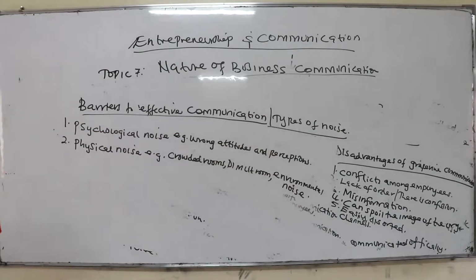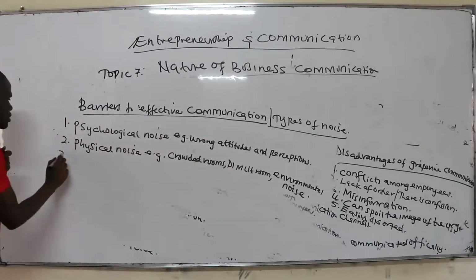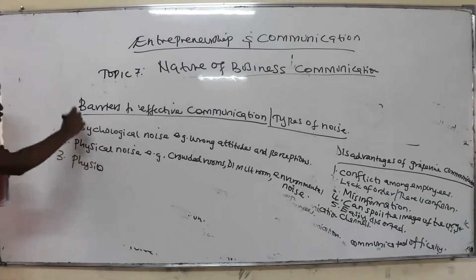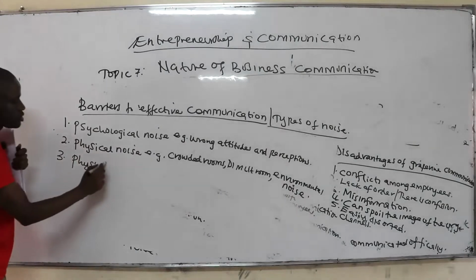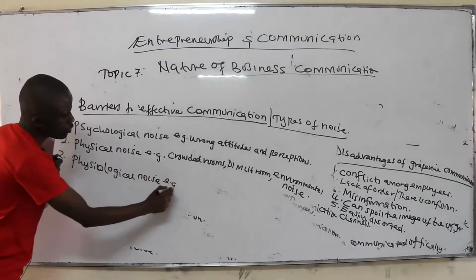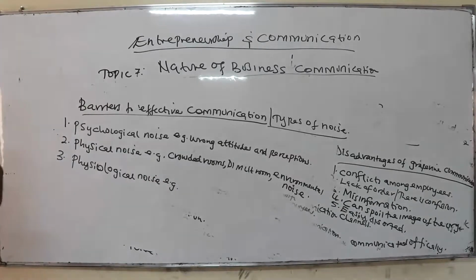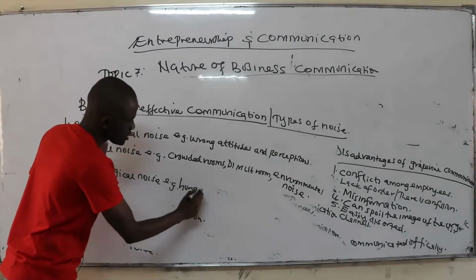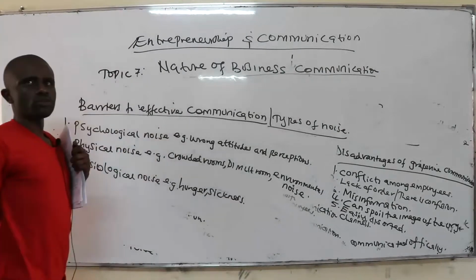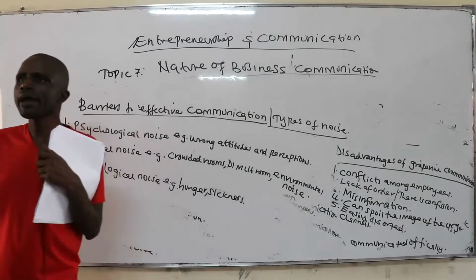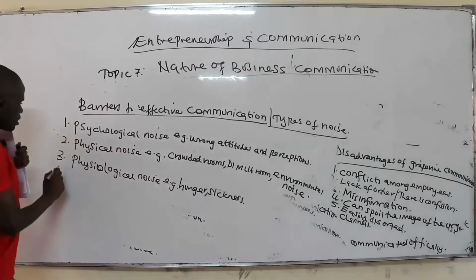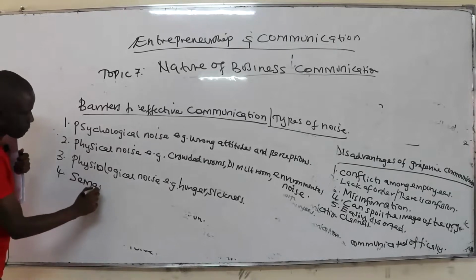Then we look at another type of noise, which is called physiological. There is a difference between psychological and physiological. Physiological noise is the noise coming from maybe hunger, you are hungry, or sickness. Your body is affected, the body of the listener. Are we together?